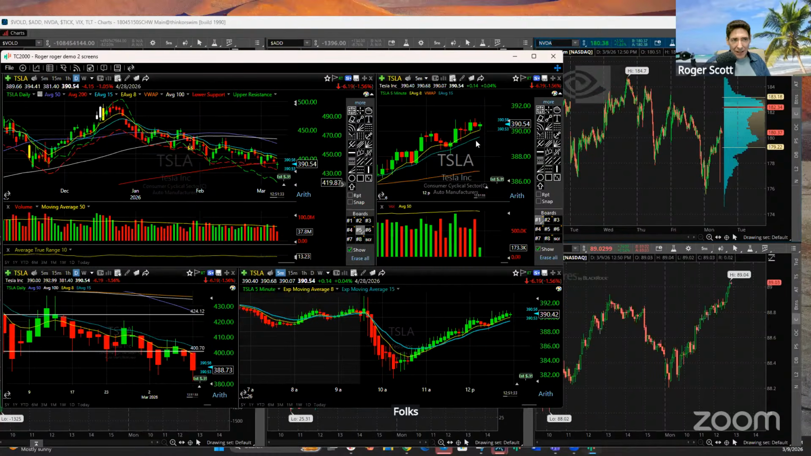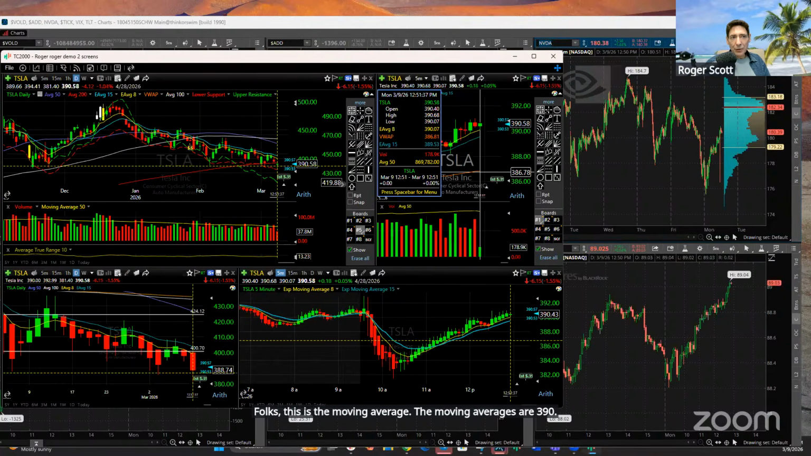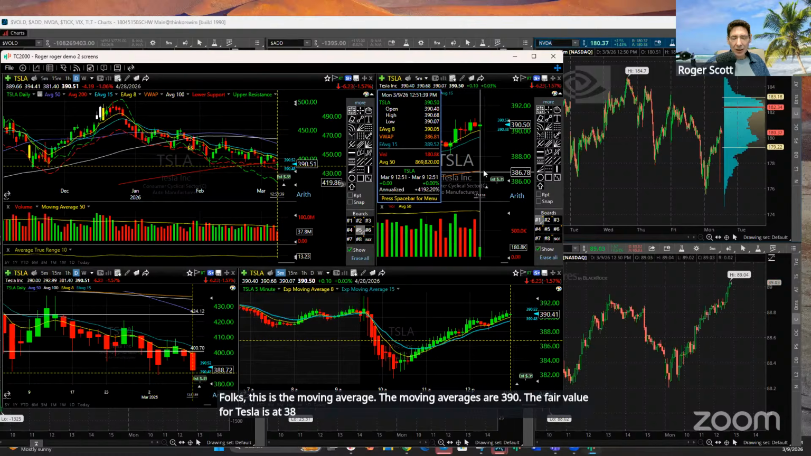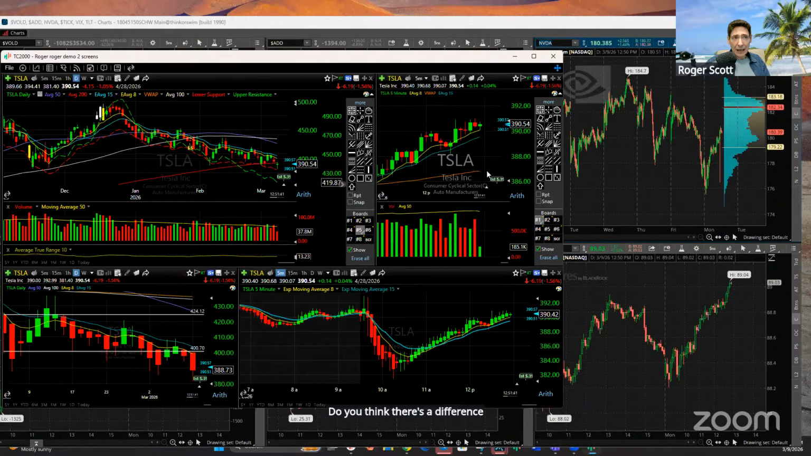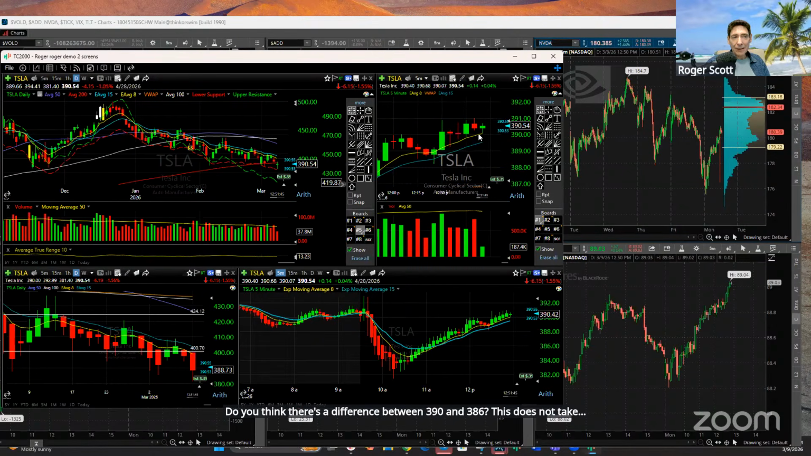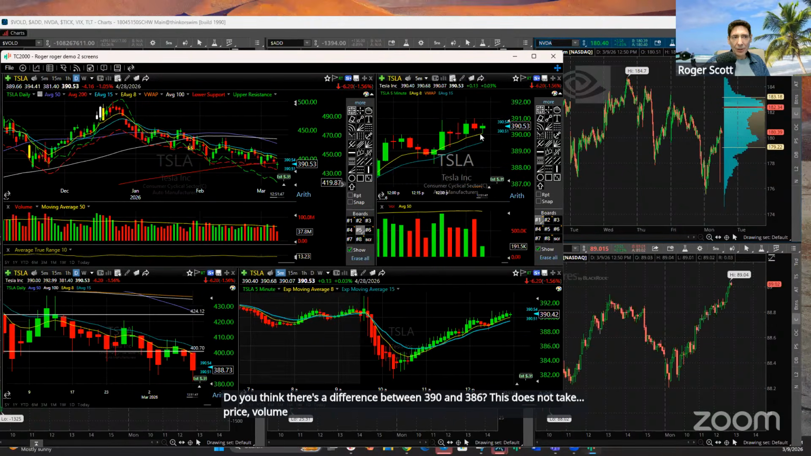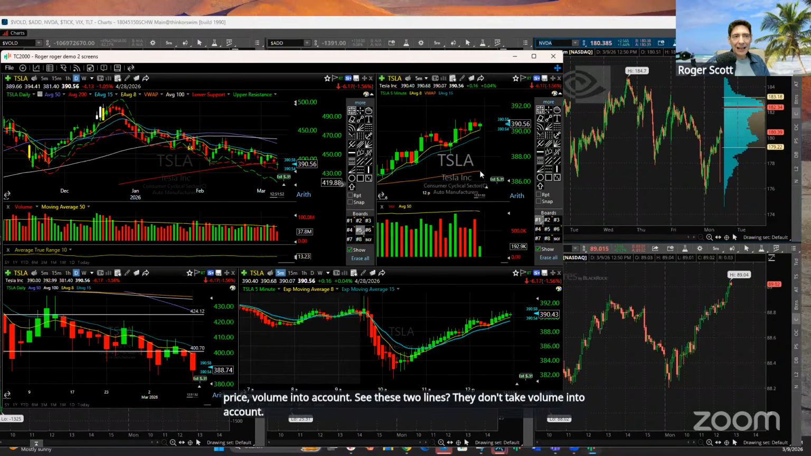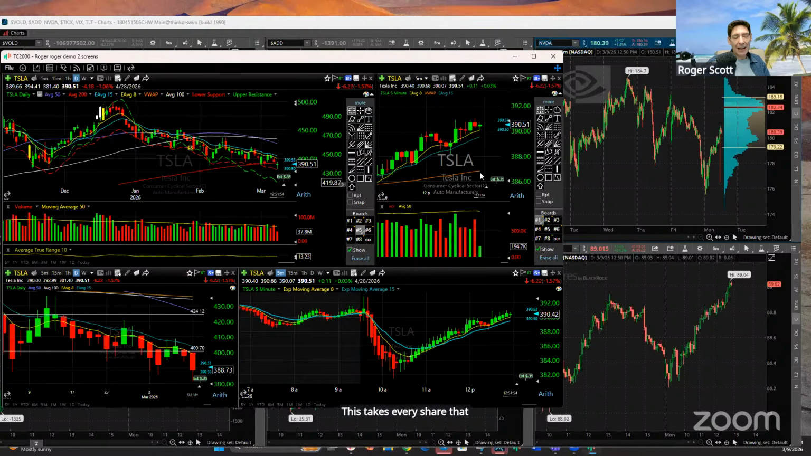Folks, this is the moving average. The moving averages are at 390. The fair value for Tesla is at 386. Do you think there's a difference between 390 and 386? This does not take price volume into account. See these 2 lines? They don't take volume into account. This takes every share that's been traded today into account.